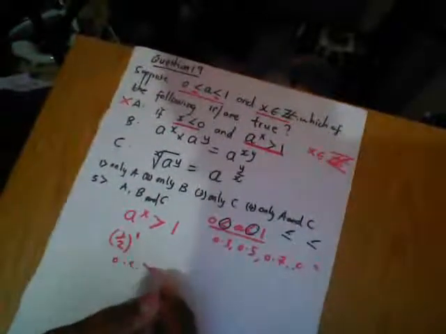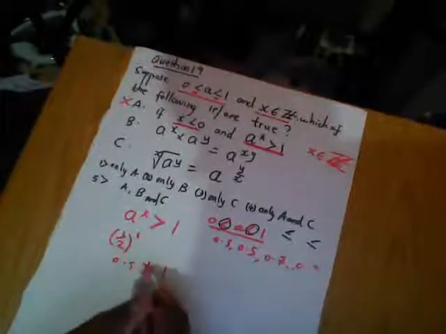So 0.5 is not equal to 1. It is less than 1 actually. So it disagrees with the statement, so it's not true. So the first one's not true. So this is not true.